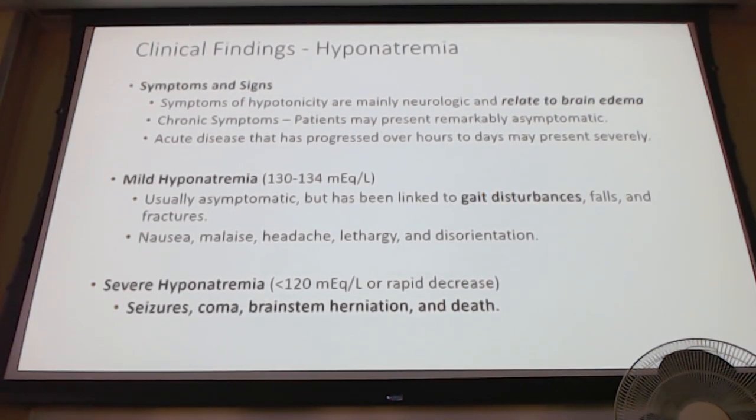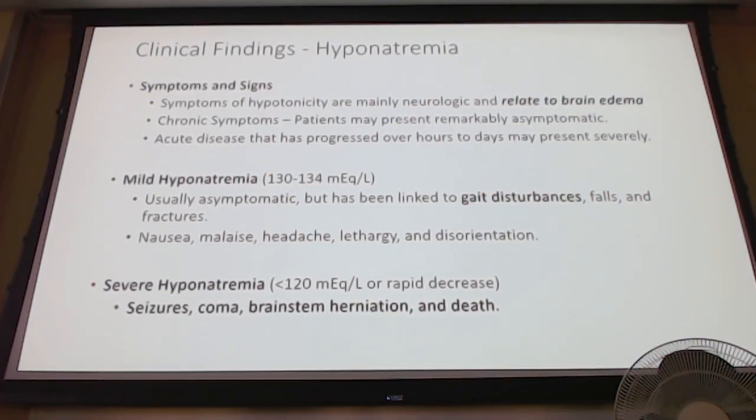All right. So you have hyponatremia. What are your signs and symptoms? Hypotonicity, mainly neurological. It really relates to brain edema because of that fluid shift. If they're chronically low, they could be asymptomatic because their body has compensated for it. Acute disease normally progresses over hours to days, and may present severely.